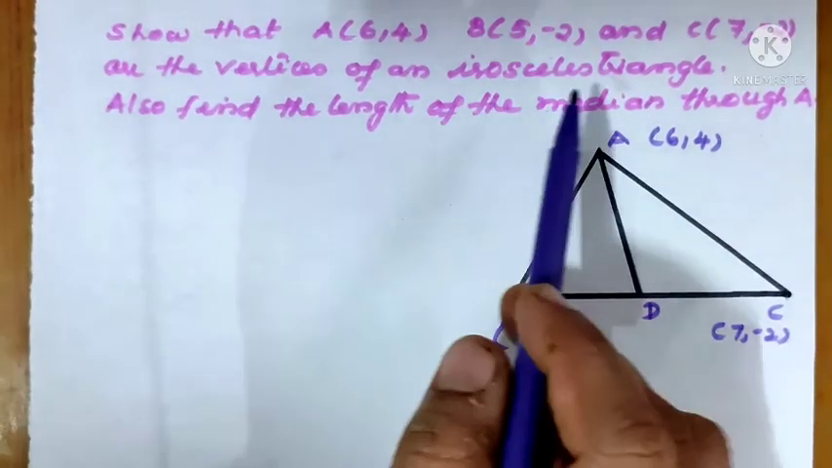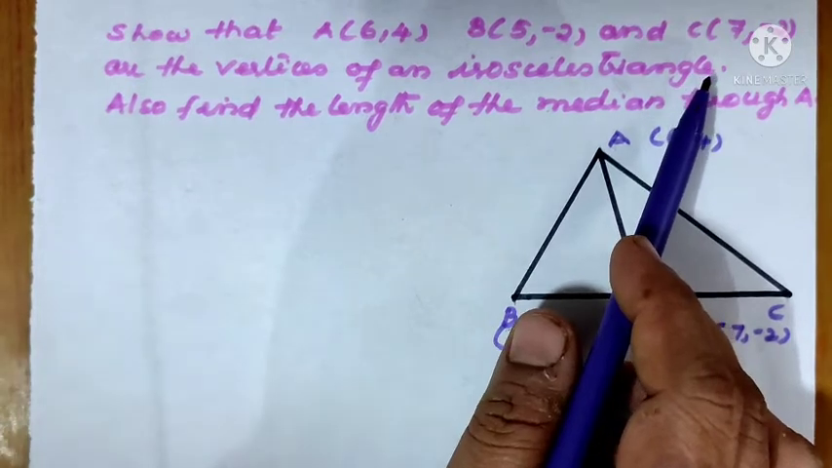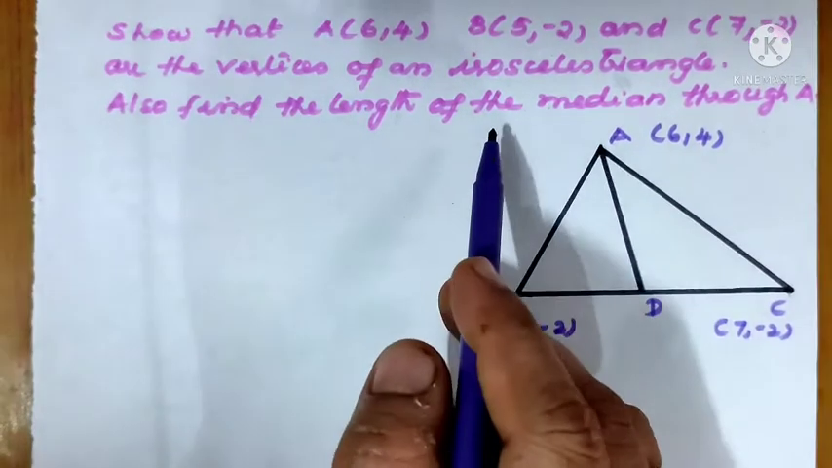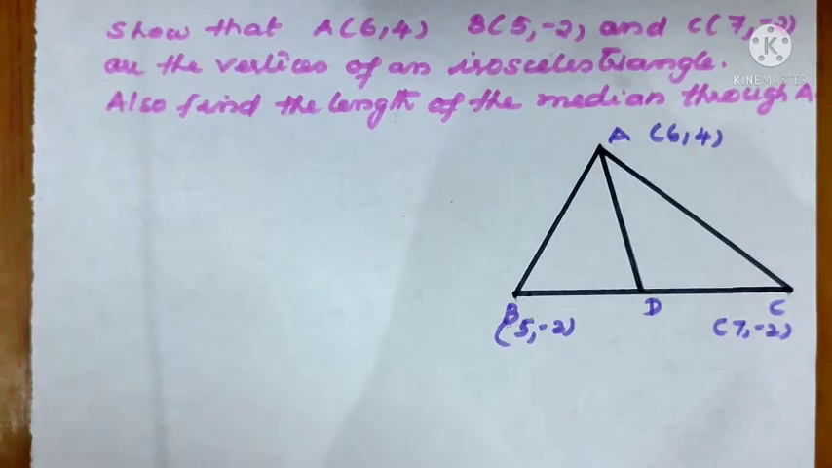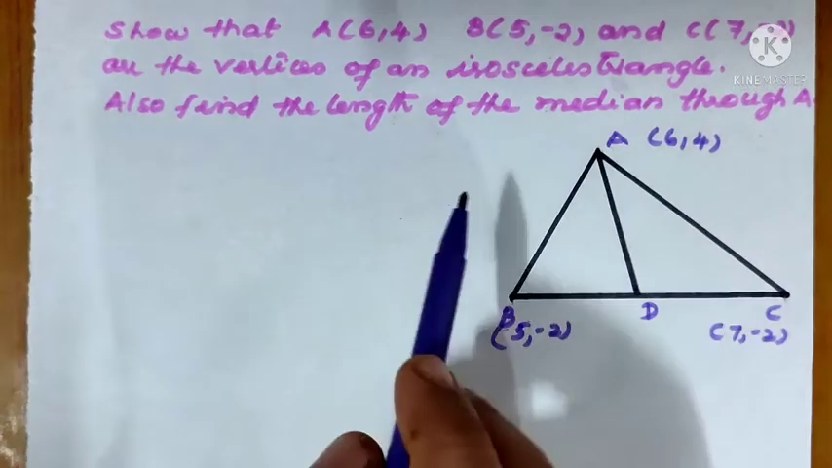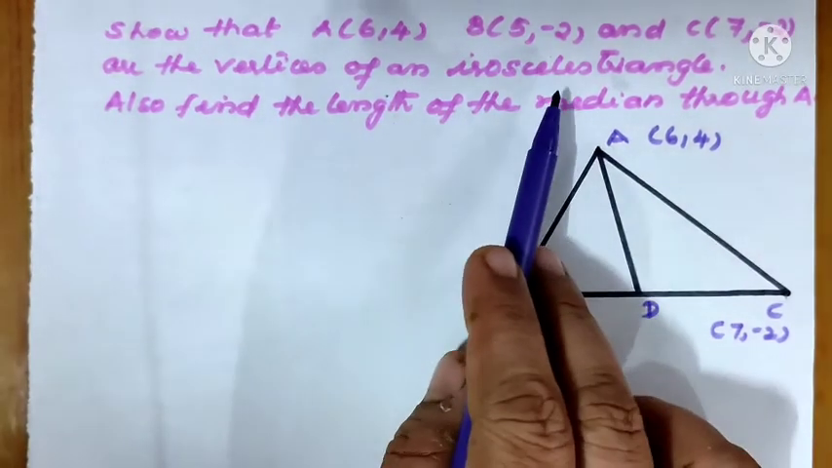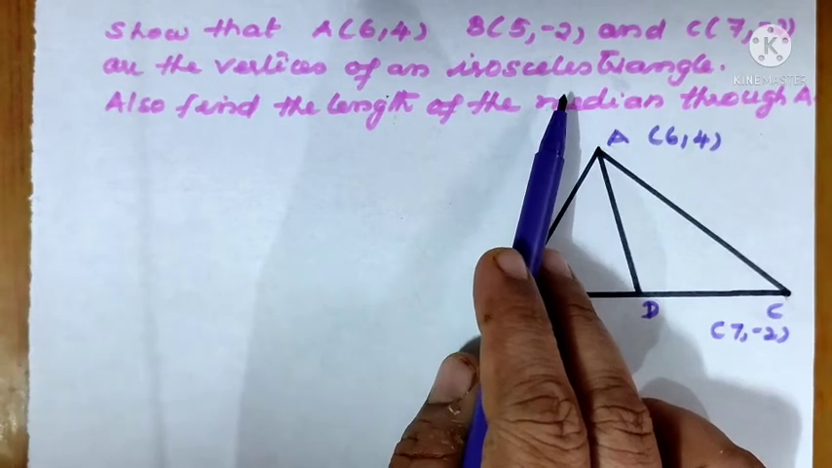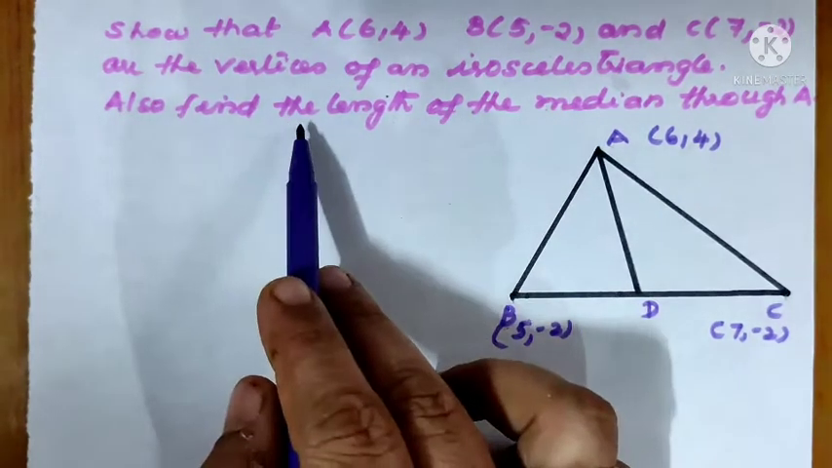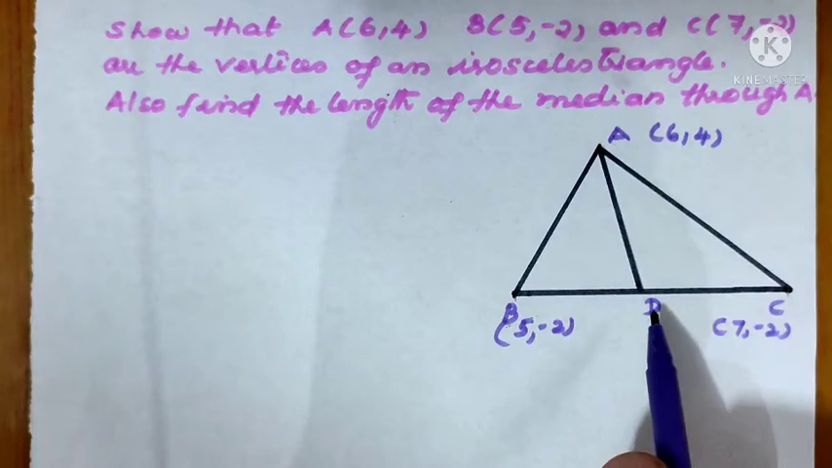Show that A(6, 4), B(5, -2), C(7, -2) are the vertices of an isosceles triangle. Also find the length of the median through A. So here we have to show that it is the vertices of an isosceles triangle, so that means it is based on the distance formula only. But at the same time, it is asked to find the length of the median through A.